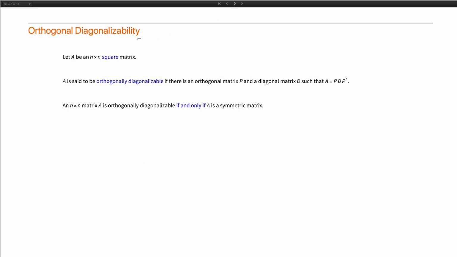So the main point is that symmetric matrices have a very nice property, namely orthogonal diagonalizability. Here is a square matrix A. We would say it's orthogonally diagonalizable if there's an orthogonal matrix P such that A is equal to P D P transpose. So that's the meaning of it being orthogonally diagonalizable. D is a diagonal matrix over here, and P is an orthogonal matrix. And the fact is that A is orthogonally diagonalizable if and only if it is a symmetric matrix. That's a remarkable property of symmetric matrices.